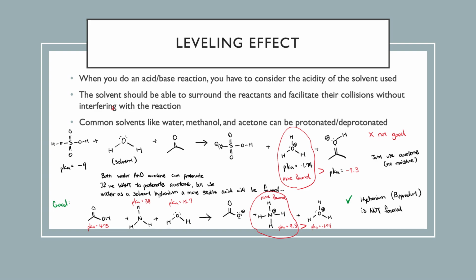A better example for this would be, let's say you want to protonate ammonia. You use acetic acid, which has a lower pKa than ammonium, so you know it will be favored. Water is used as a solvent, and the reaction is undergone. Hydronium ion has a lower pKa than both acetic acid and the ammonium ion. So there is no question, it will be very unfavored, it will not be created. So in this case, it is a good solvent.